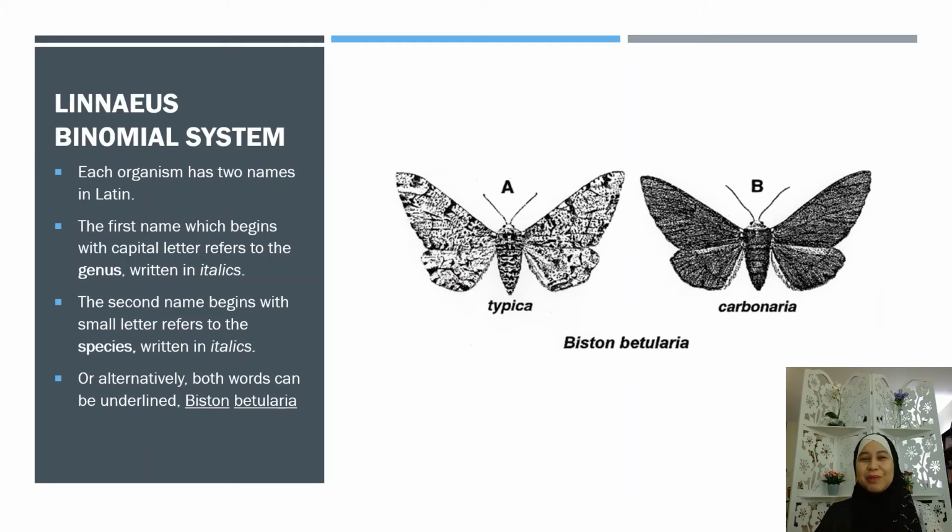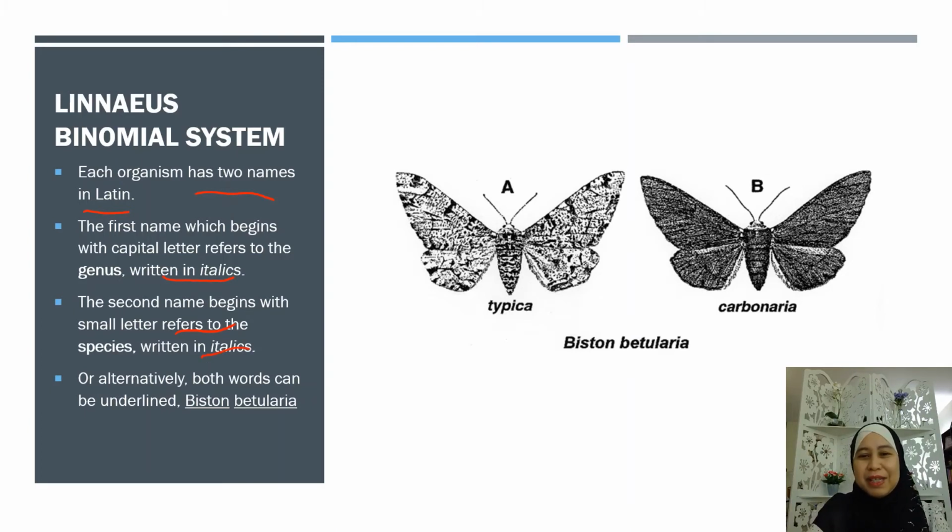Now we proceed to the Linnaeus binomial system, on how to name the organism according to their scientific name. Under the Linnaeus binomial system, each organism has two names in Latin. The first name, beginning with a capital letter, refers to the group of genus, which we write in italic. And the second name begins with a small letter, refers to the group of species, a smaller group, also written in italic.